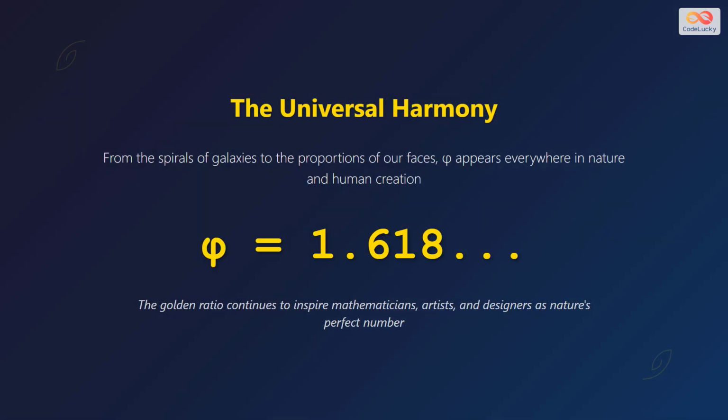In conclusion, from the spirals of galaxies to the proportions of our faces, phi appears everywhere in nature and human creation. Phi is equal to 1.618. The golden ratio continues to inspire mathematicians, artists, and designers as nature's perfect number.